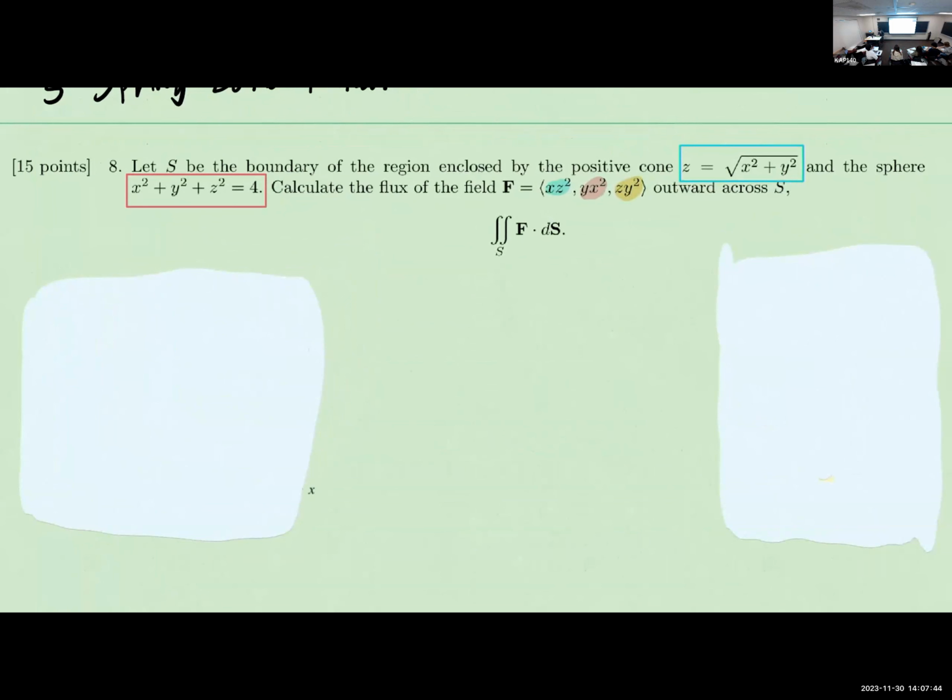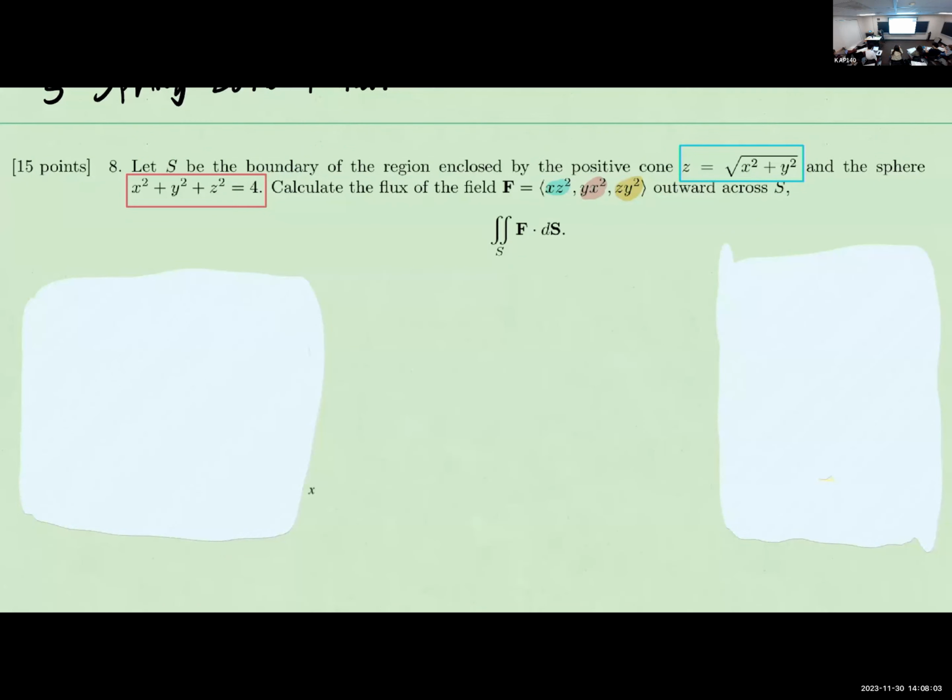All right, let's read the problem. Let S be the boundary of the region enclosed by the positive cone. This is a cone, remember that. Z equals the square root of x squared plus y squared, because z squared equals x squared plus y squared, consists of two cones, right? So this is a half cone.